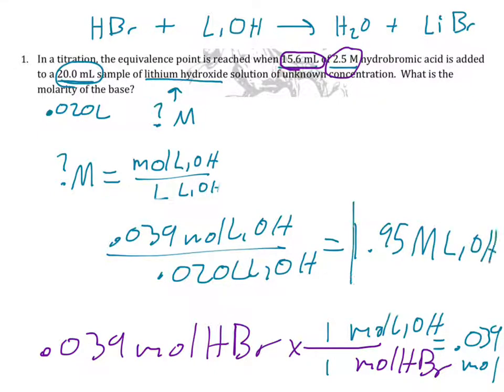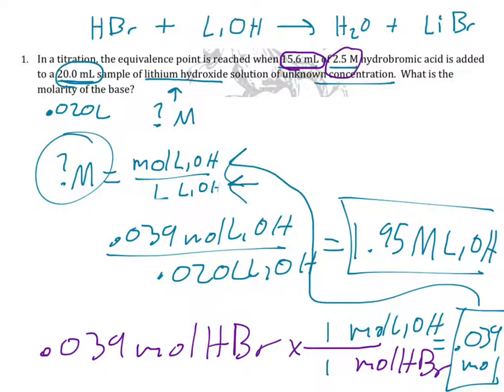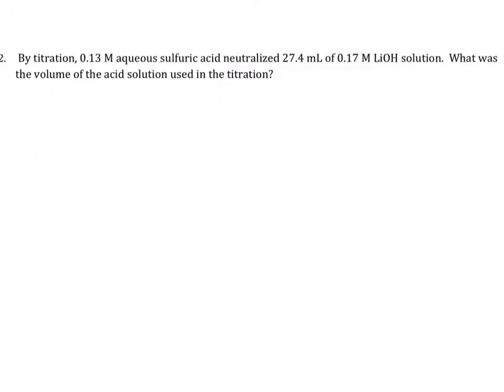So just to recap, it was asking for the concentration, right? It's asking for the unknown concentration, and again, concentration is molarity. Molarity is moles over liters. The problem gave us the liters, but it did not give us the moles. However, we were able to calculate the moles, and then we plugged it right into the equation to get us the molarity, and it's that easy. Let's go on to the next one here.